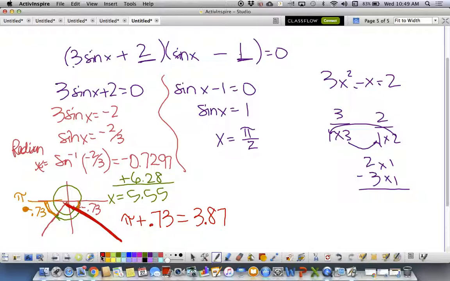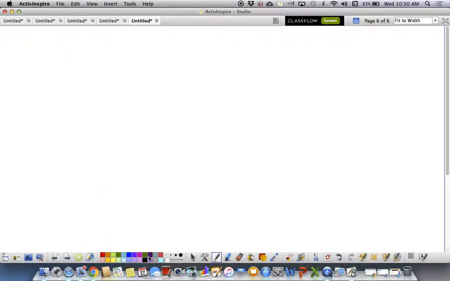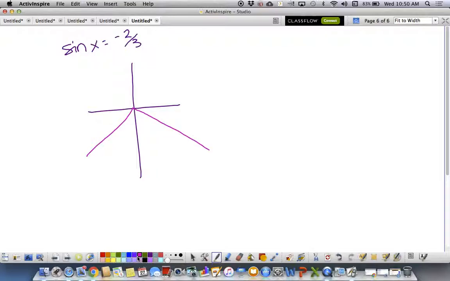Do you visually see? No. Okay. I'm going to go to another page. I'm going to show, we knew that sine x had to equal negative 2/3. Okay? So first two questions. Where is sine negative? Okay? So in quadrant 3 and quadrant 4. Oh, yeah.